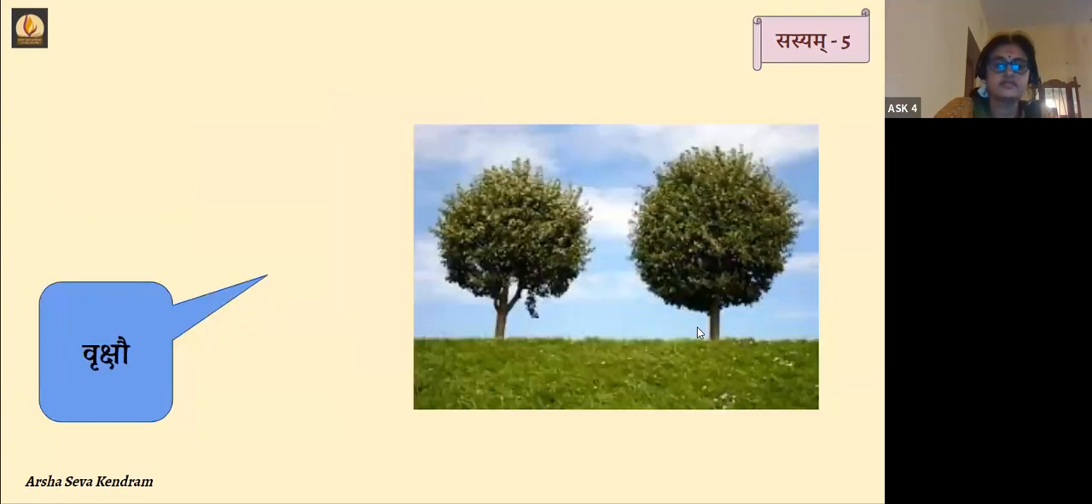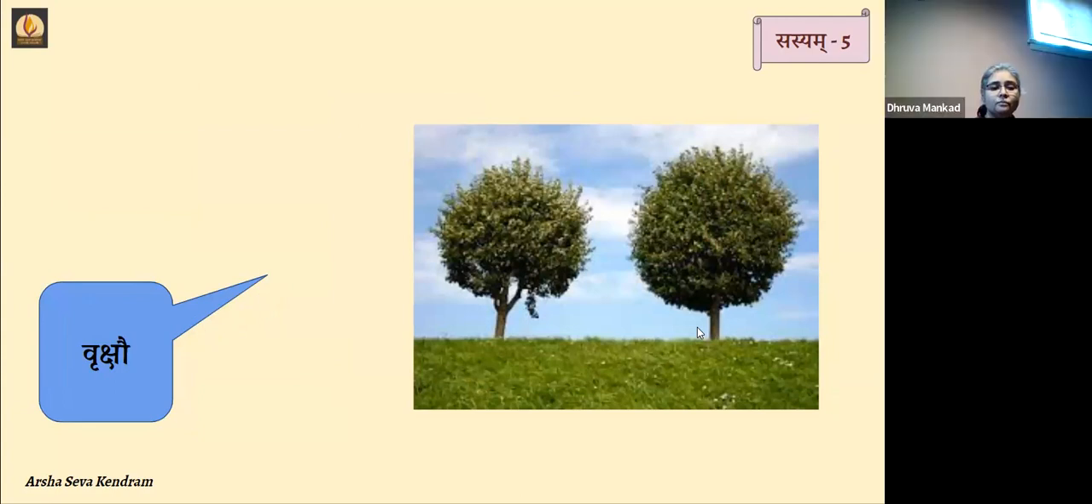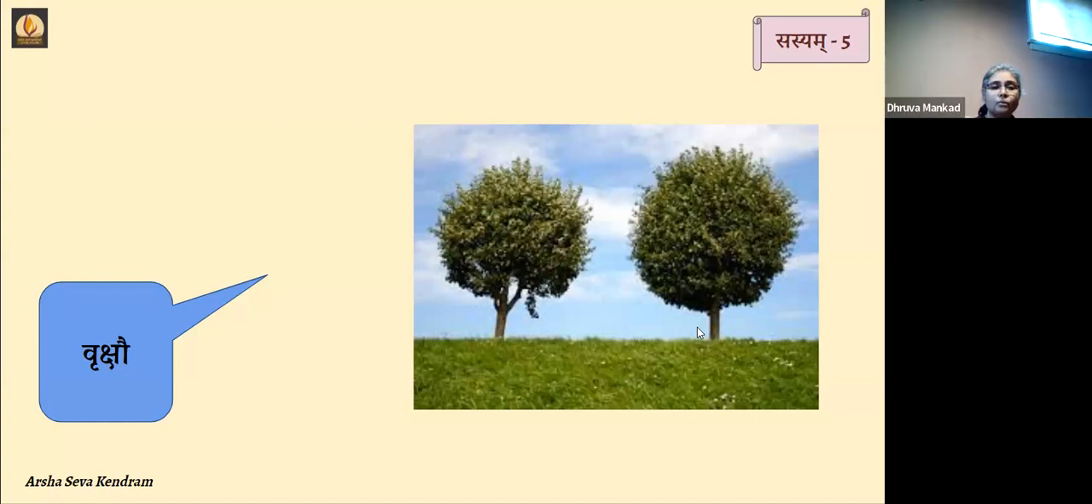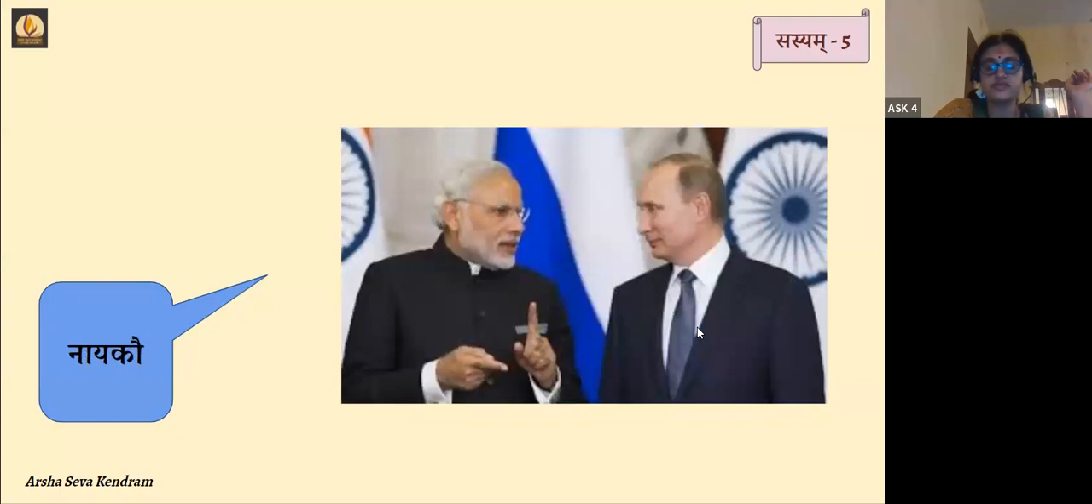What is this? This is just pure. Okay, this is just to read, I think. So, who's going to? Dhruva Mahodaya? Vrukshau. So how many trees? 2 trees. How will you say? Dvau vrukshau. Lalita Mahodaya, how many leaders? 2 leaders. Nayakau. Nayakau, dvau nayakau.